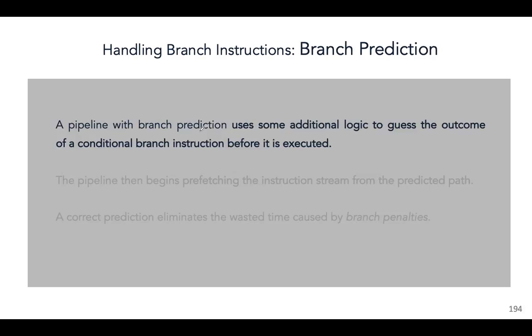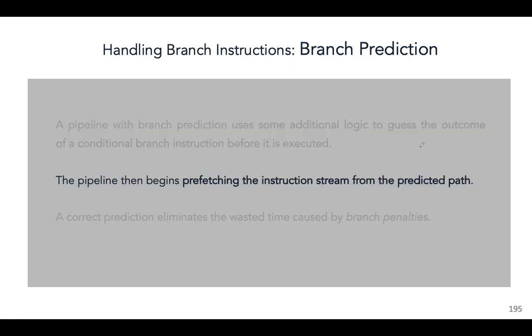All right. Then finally we have branch prediction, and you can guess from the name itself, it's about predicting branches. Now, a pipeline with branch prediction uses some kind of additional logic to guess the outcome of a conditional branch instruction before it is executed. So before the execution of the branch instruction, additional logic is used to guess the outcome of this instruction. Then the pipeline begins prefetching the instruction from the predicted path, right?